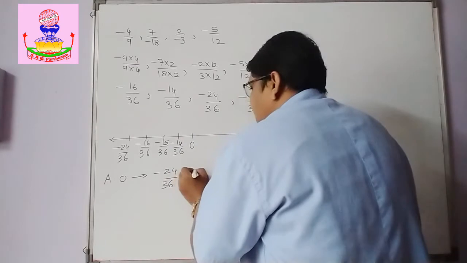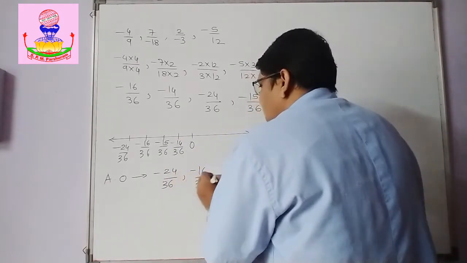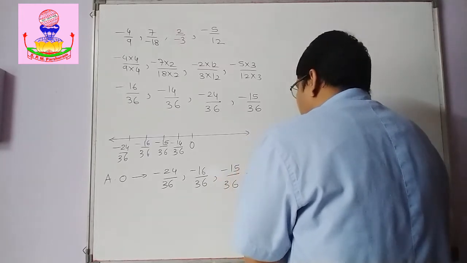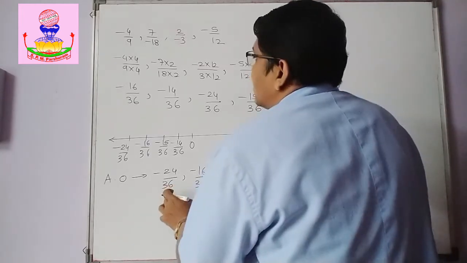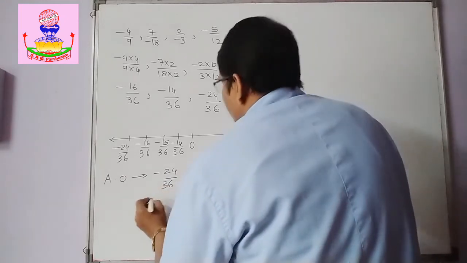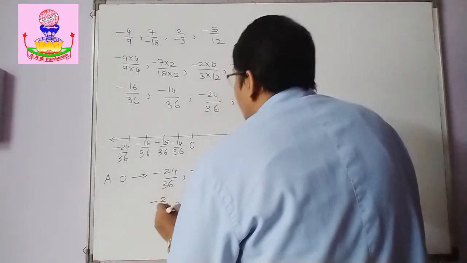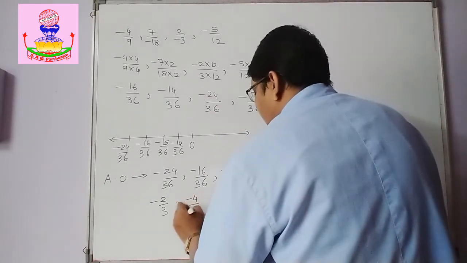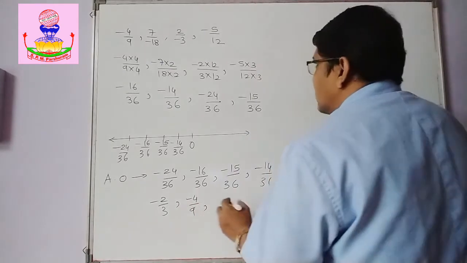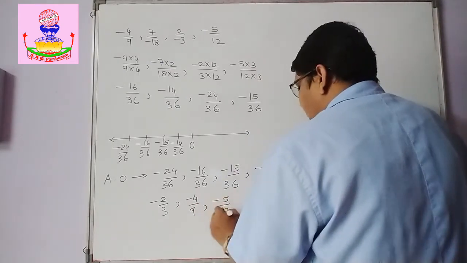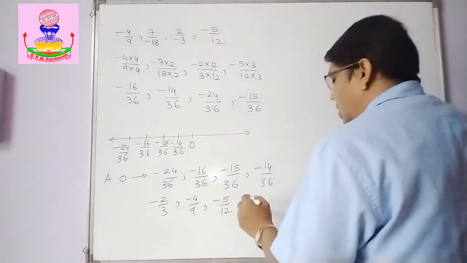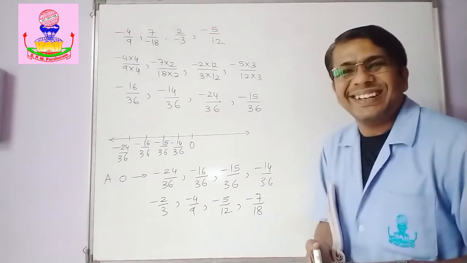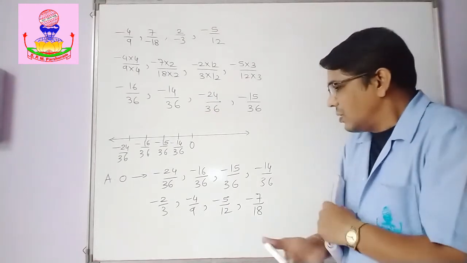Minus 24 upon 36, minus 16 upon 36, minus 15 upon 36, and minus 14 upon 36. Now minus 24 upon 36 is what? Minus 2 upon 3. Minus 16 upon 36 is what? Minus 4 upon 9. Minus 15 upon 36 is what? Minus 5 upon 12. And minus 14 upon 36 is what? Minus 7 upon 18. Now this is the ascending order. Okay. Do you get it?